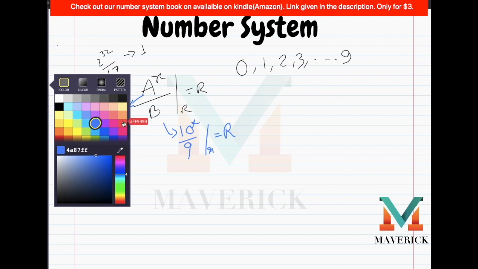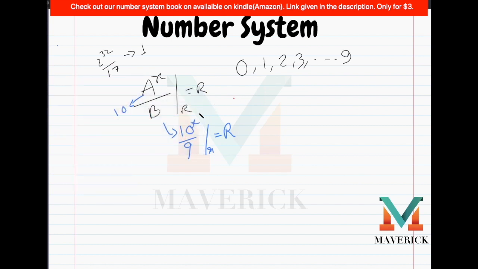So I'll just start verifying this. Now I've kept it as x here. I'll start with the first value. 10 raised to 1 by 9, what is the remainder? +1. Now 10 square by 9, what's the remainder? +1. 10 cube by 9, what's the remainder? +1. So now we have a very basic divisibility rule because of this reason.